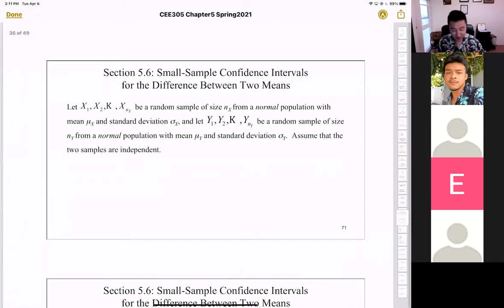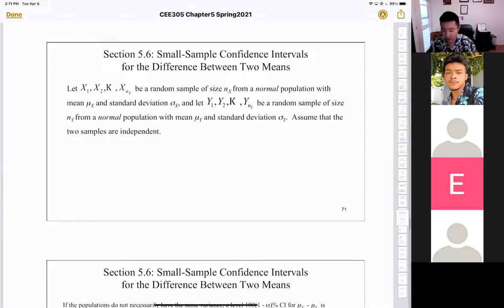Next section, small sample confidence interval for difference between two means. We also have an early section that talks about the difference between two means, which is section 5.4. That is for large sample. For small sample, we'll use t value, student's t table, not a z value. The remaining will be the same. So let's look at this.